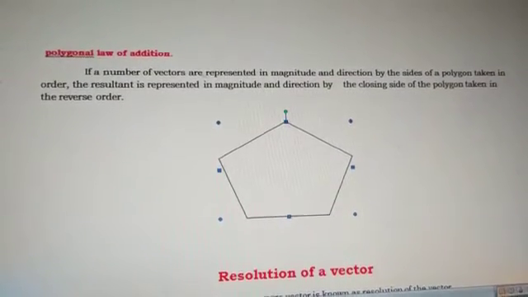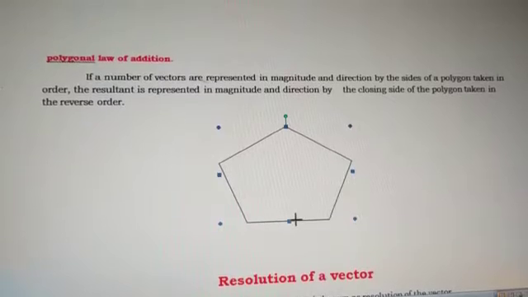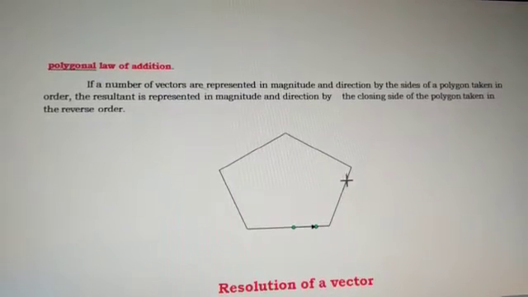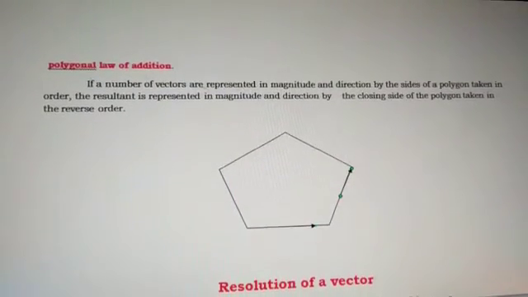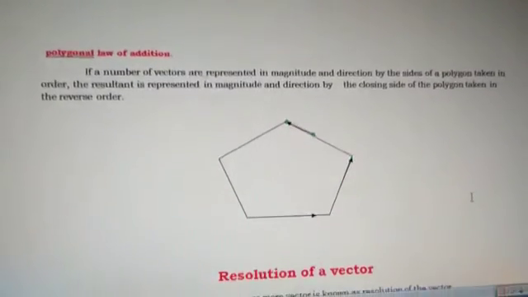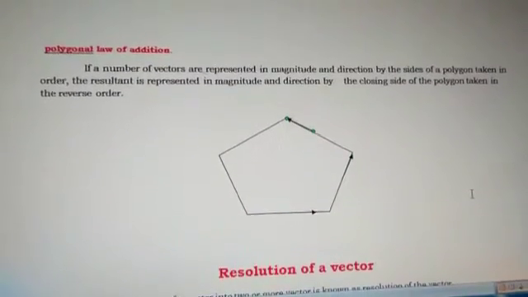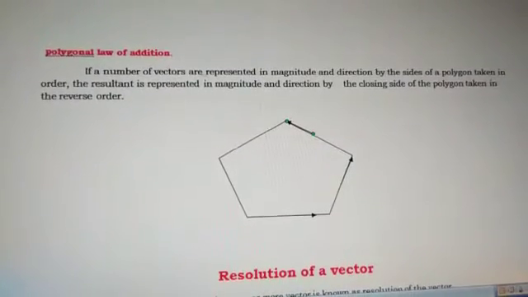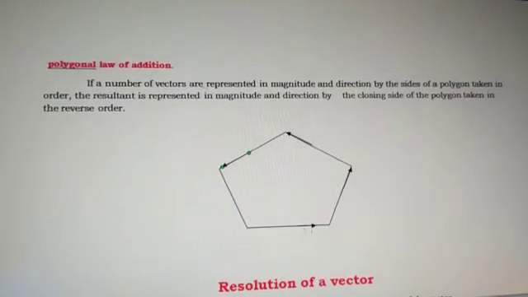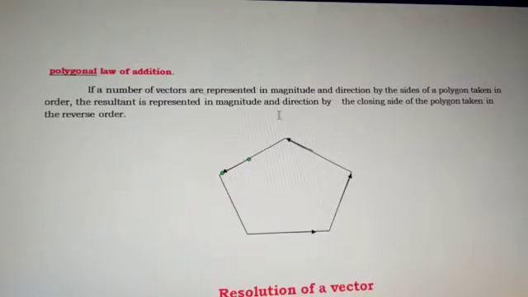So I can represent this one. This is the direction here, and another direction I will take into consideration. This is another direction, and this will go in this way, and another one I will represent in this way. These are the directions: vector A, vector B, vector C, vector D. Then this is the resultant.